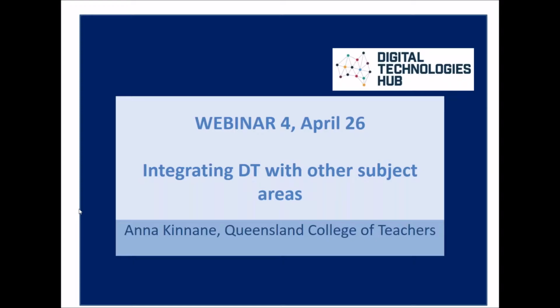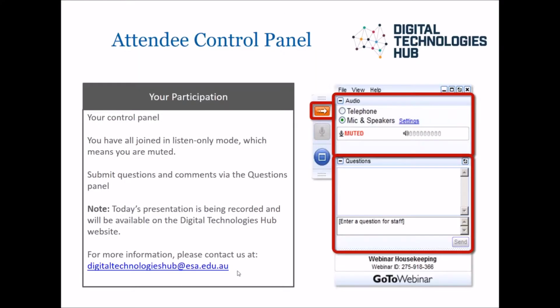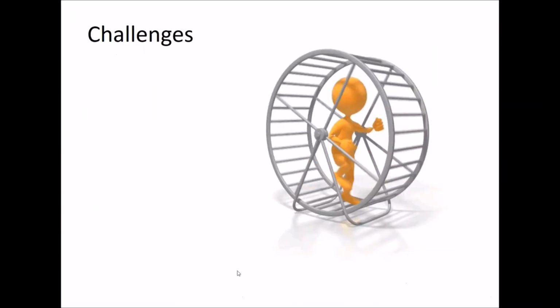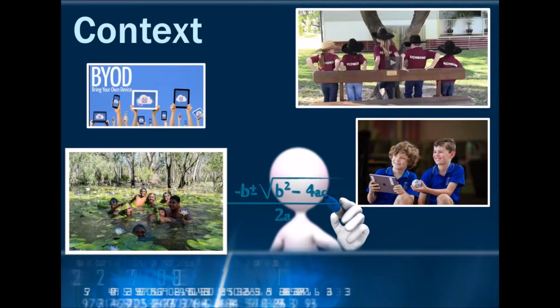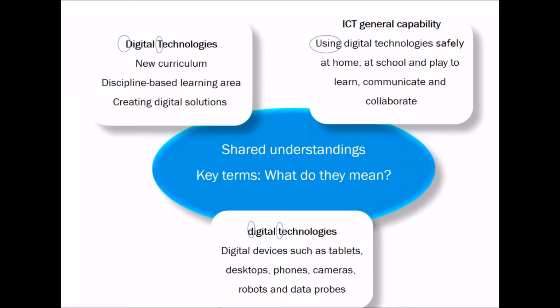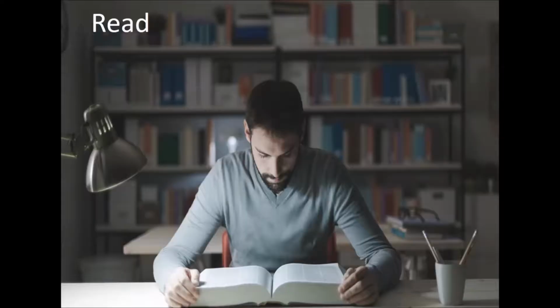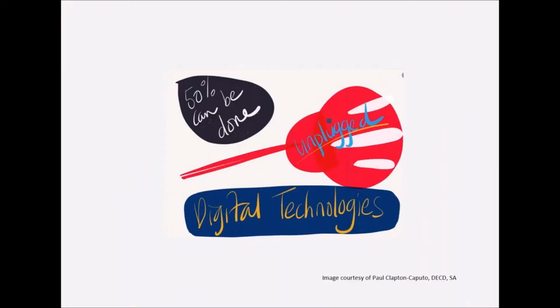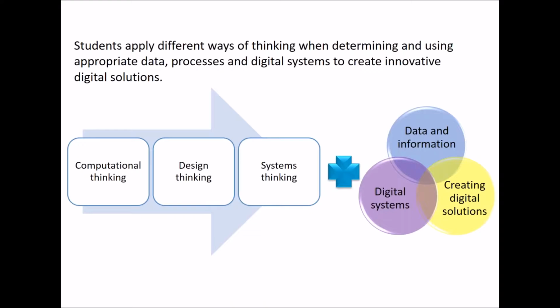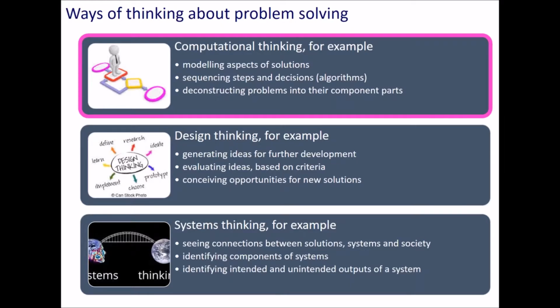little graphics that were up there, we were talking about computational thinking, design thinking, and systems thinking. And students apply different ways of thinking when they're determining and using data, processes, and digital systems to create their innovative digital solutions. So that's just a graphic to remind us about what we're doing, creating digital solutions. Thanks, Martin. We're back. Excellent.